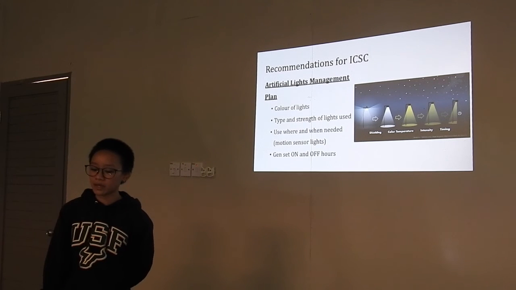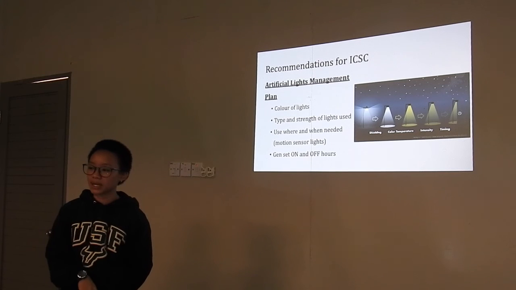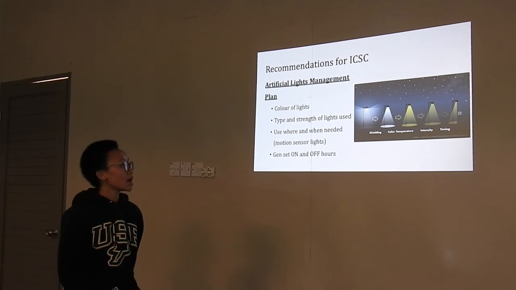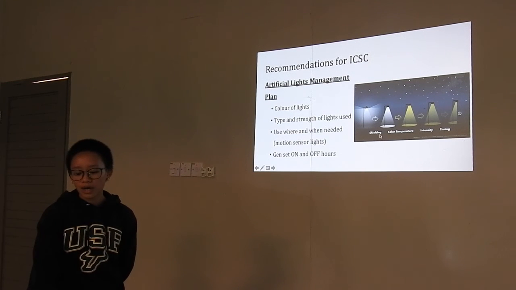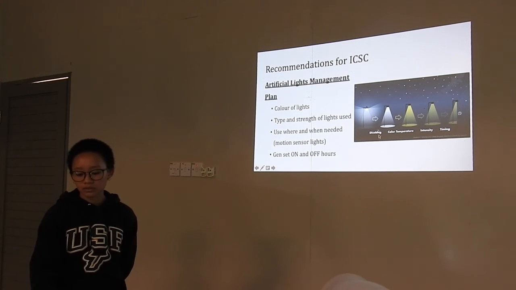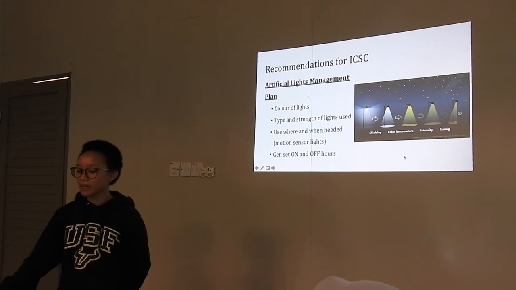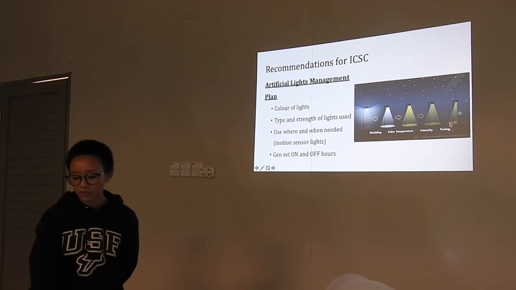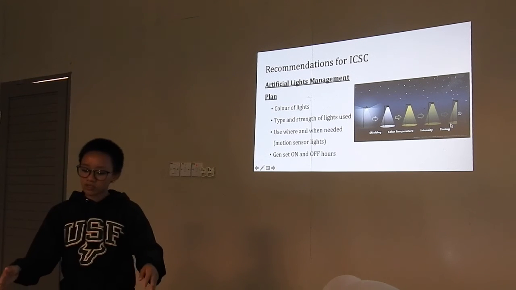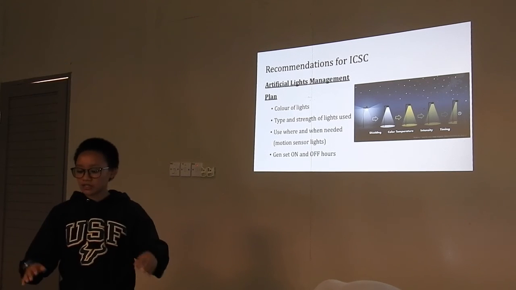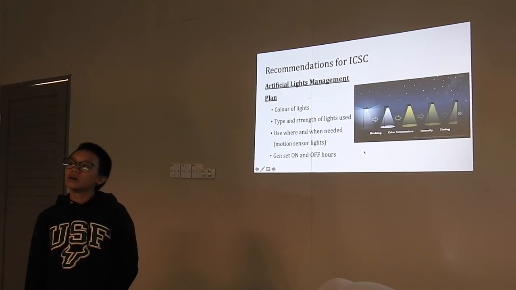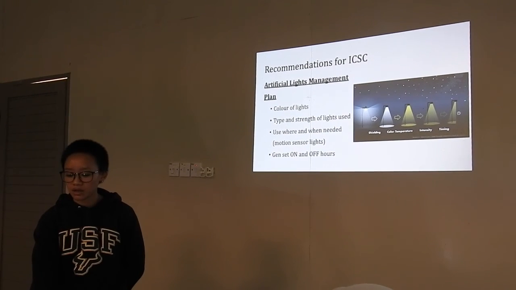So I would highly recommend for ICSE to make an artificial lights management plan where you consider the color temperature of lights. I think that now ICSE street lights, the one with the big birds on it, is at this level. I'm not saying it's bad, but it's not good. And the best would be these yellow lights with a specific spot of specific radius of light and timing. The best would be motion sensor lights, but it's quite expensive.